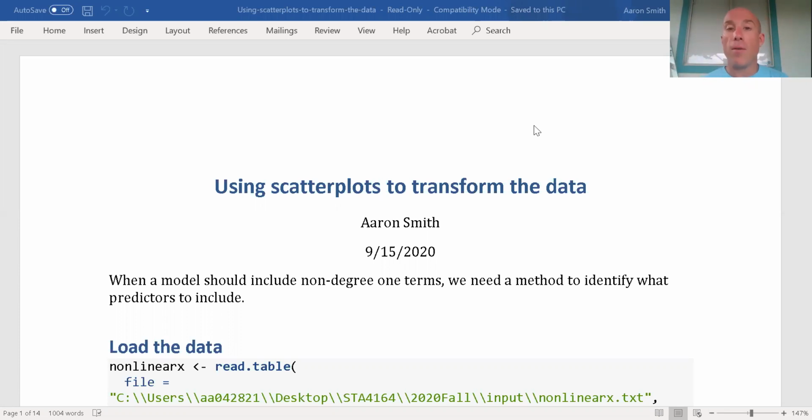When I say degree one, think of that as like a polynomial. Degree two is where it's squared. Well, degree zero is the intercept. And so here, what we want to do is use the scatter plots to infer what we should be including and what we should be excluding from our model.